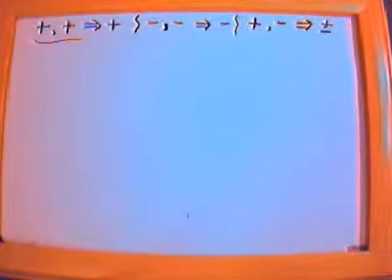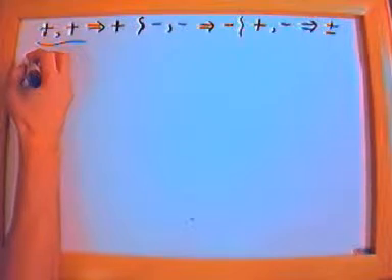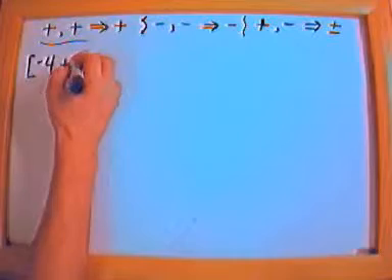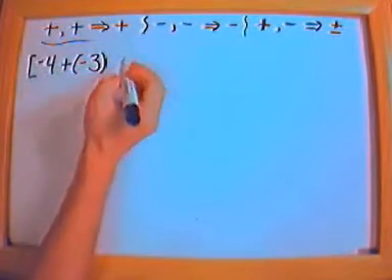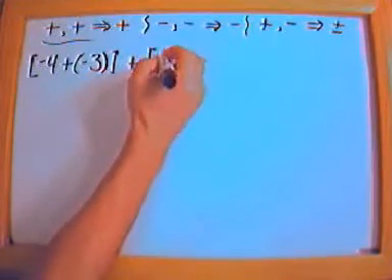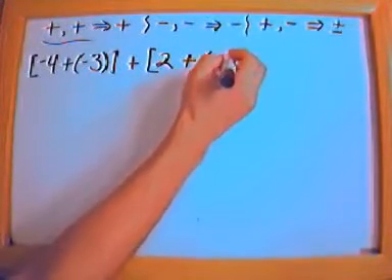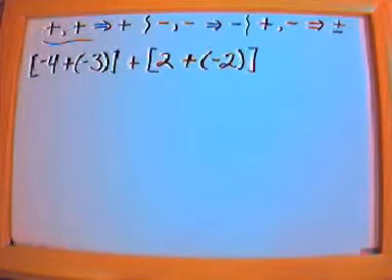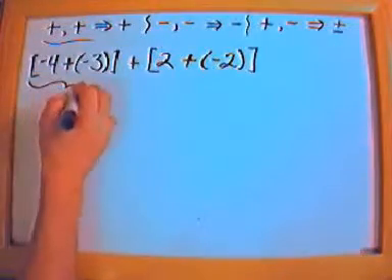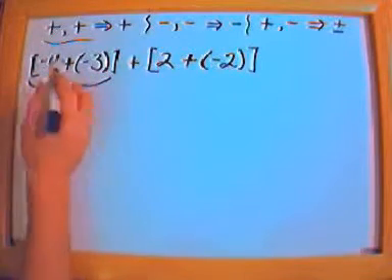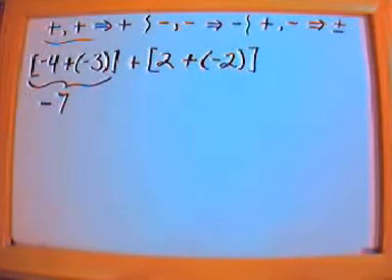Let's continue with a couple more problems like this. Let's make things a little bit more difficult. Let's say -4 + (-3) + (2 + (-2)). Okay? This is a negative plus a negative. The answer will always be negative. 3 plus 4 is 7, so this part is negative 7.